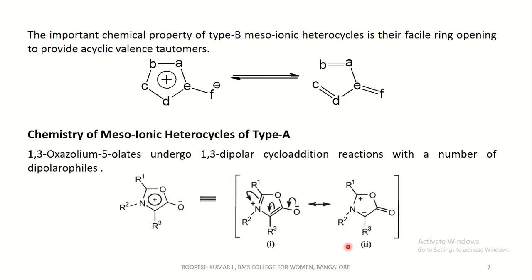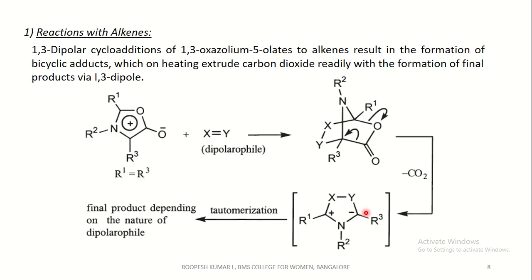And you can see at the 1st and 3rd positions there are two poles, the dipolar sites. Coming to the reactions, starting with alkenes: 1,3-dipolar cycloadditions of 1,3-oxazolium thiolates to alkenes result in the formation of bicyclic adducts, which on heating eliminate carbon dioxide readily with the formation of final products via a 1,3-dipole.